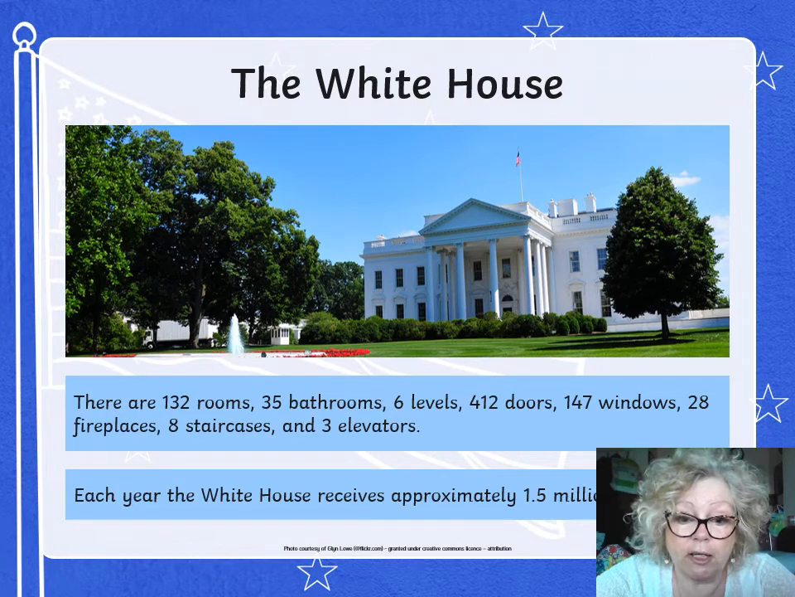And each year, the White House receives approximately 1.5 million visitors. Wow. So there we have it. Lots of interesting information about the White House.